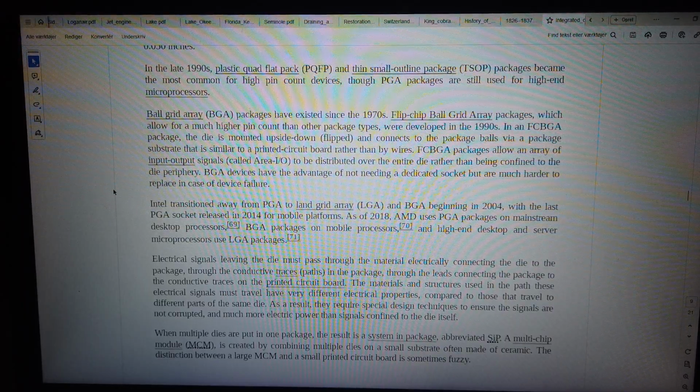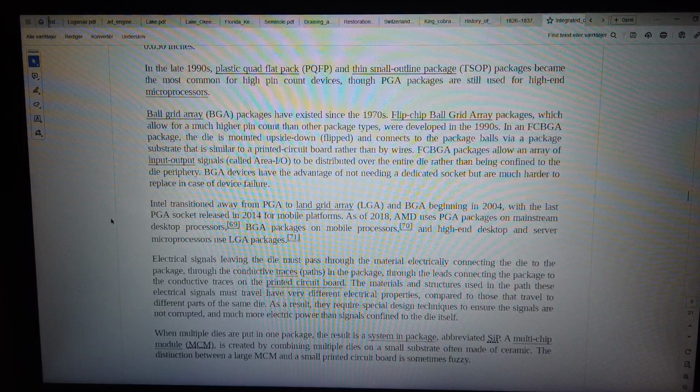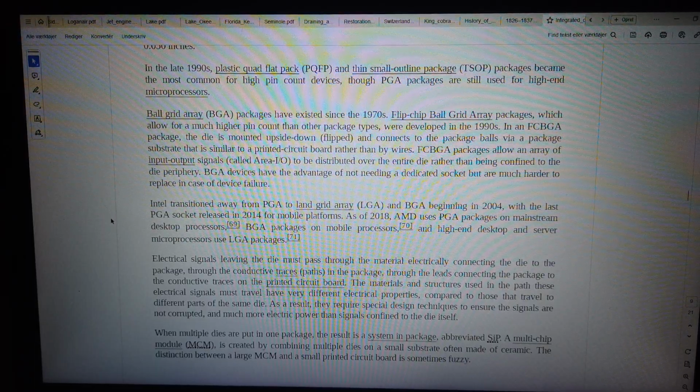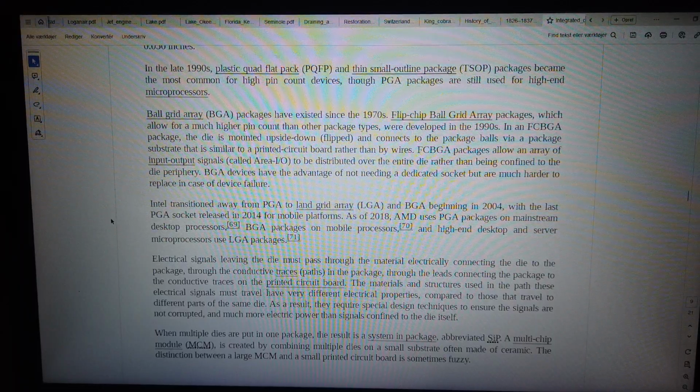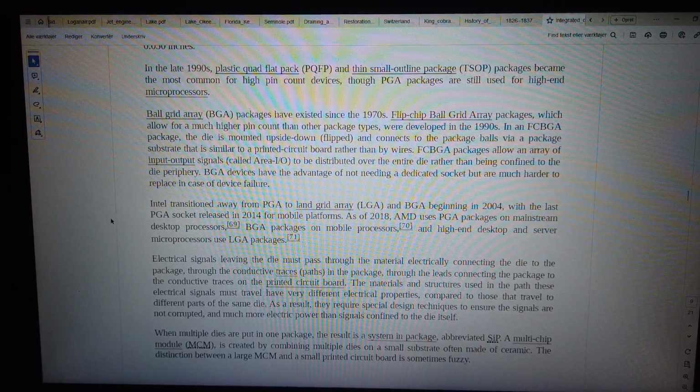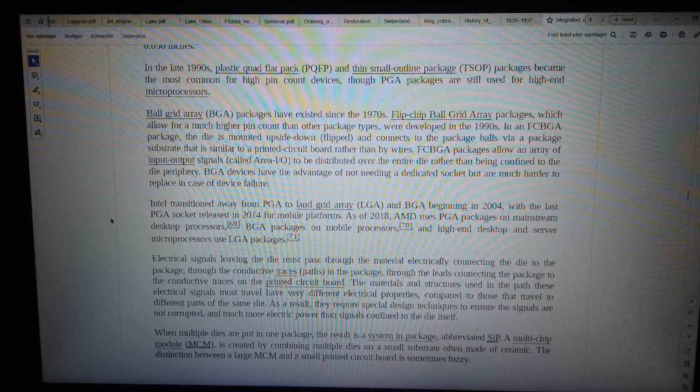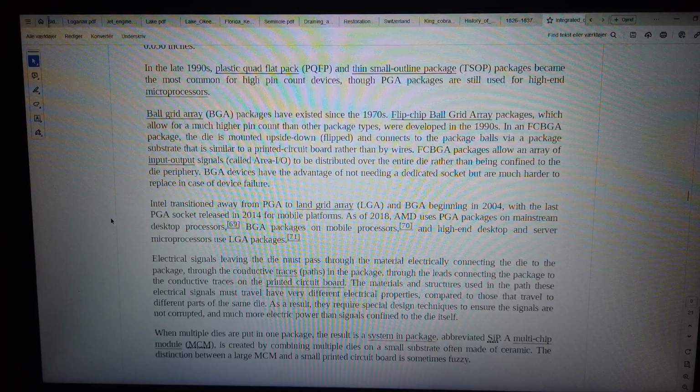Electrical signals leaving the die must pass through the material electrically connecting the die to the package, through the conductive traces, paths, in the package, and through the leads connecting the package to conductive traces on the printed circuit board. The materials and structures used in the path these electrical signals must travel have very different electrical properties compared to those that travel to different parts of the same die. As a result, they require special design techniques to ensure the signals are not corrupted, and much more electric power than signals confined to the die itself.